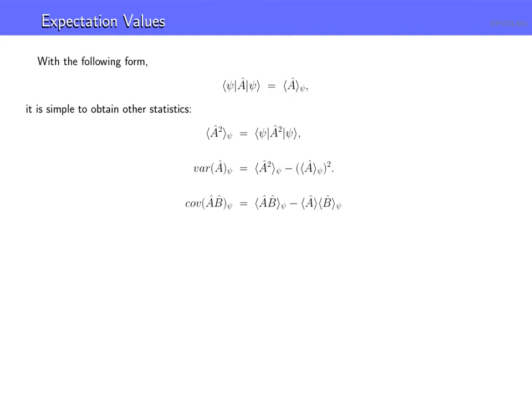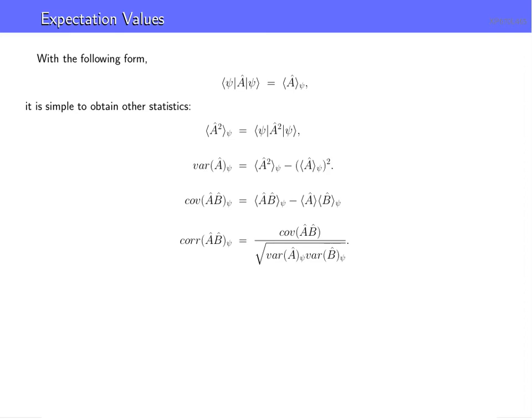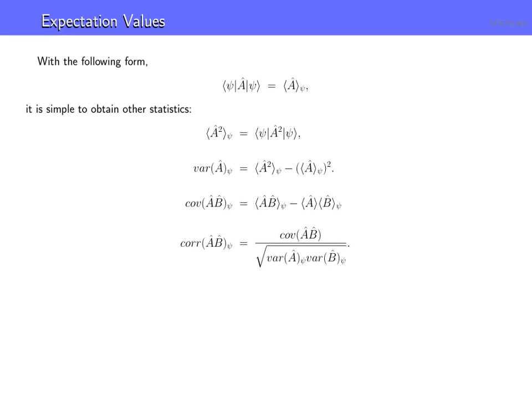The covariance of two operators, A and B, would be A acting on B in this way, and then subtracting the product of the expectations of each. And from that, we can get the correlation as this expression here, where we have the covariance defined here, divided by the square root of the variances of A and B. And in the cases we're going to talk about, this correlation is what we really care about in the experimental settings we'll talk about.